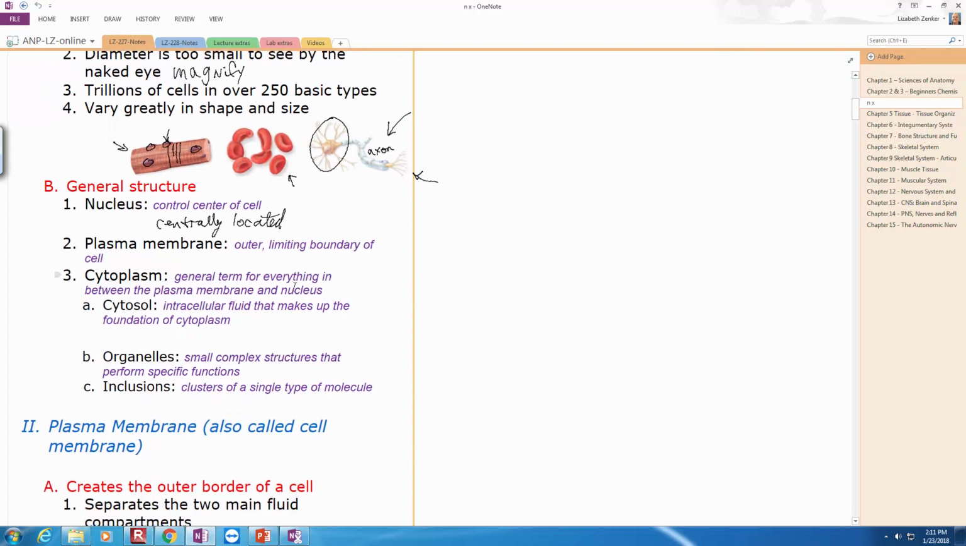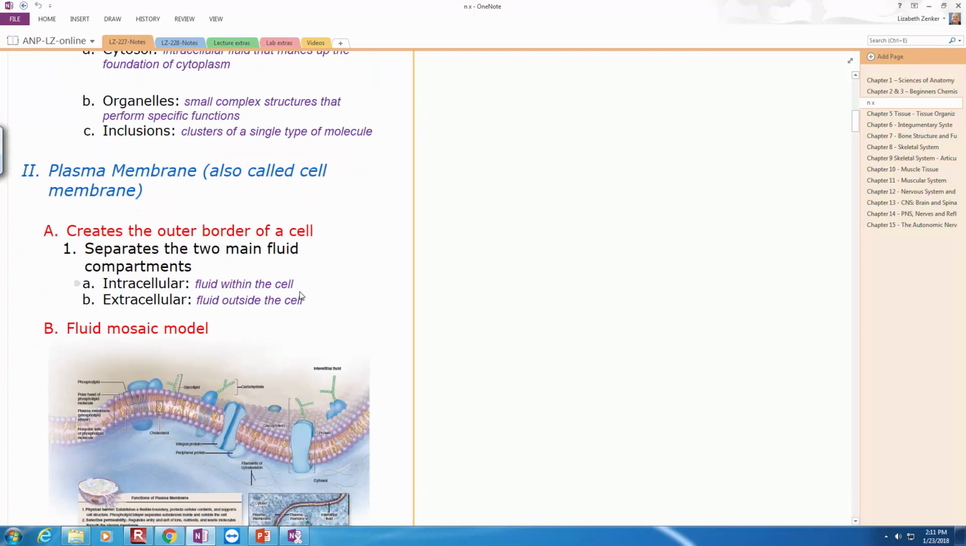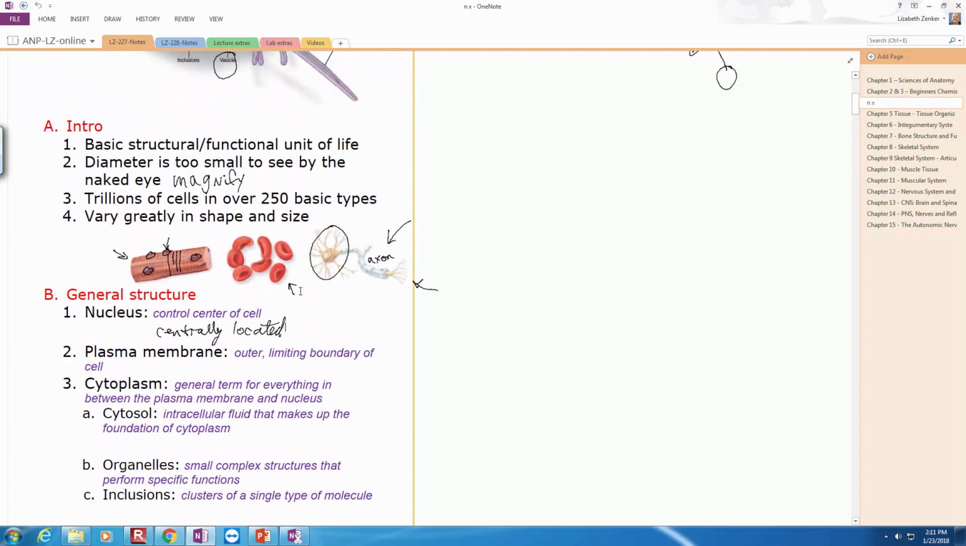Let's see, I think we're going to save the plasma membrane, also called the cell membrane, for next time. And we will stop here for a moment.